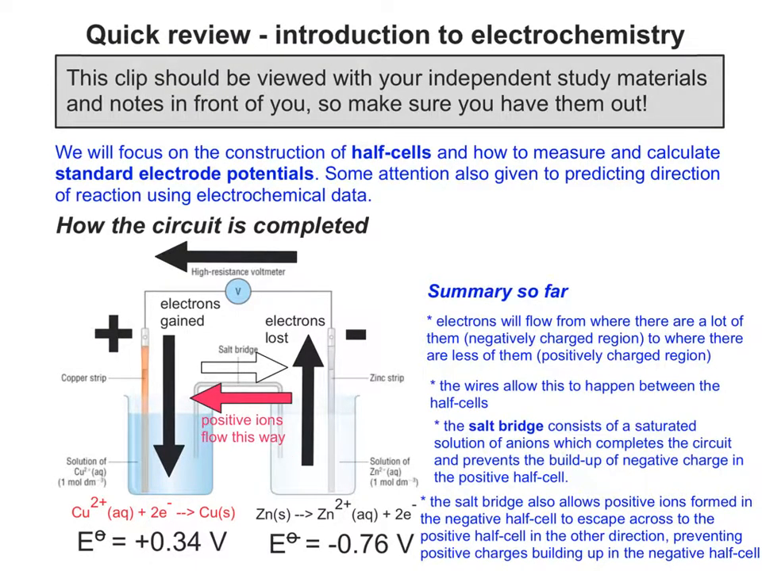Simultaneously, the salt bridge allows positive ions formed in the negative half cell on the right-hand side to escape across to the positive half cell in the other direction, and this prevents the positive charges building up in the negative half cell. So in other words, the reaction is maintained and the charges on each side are maintained.